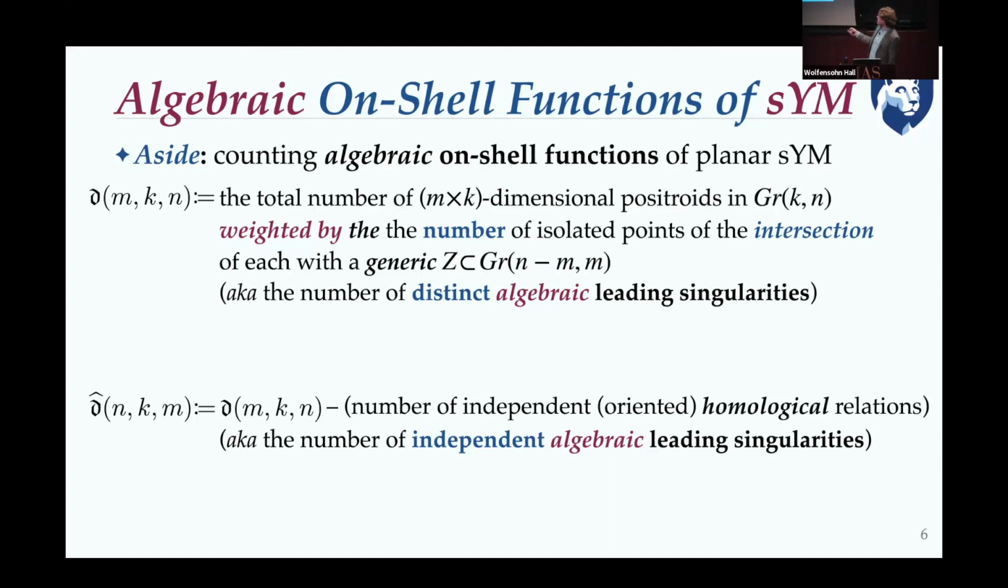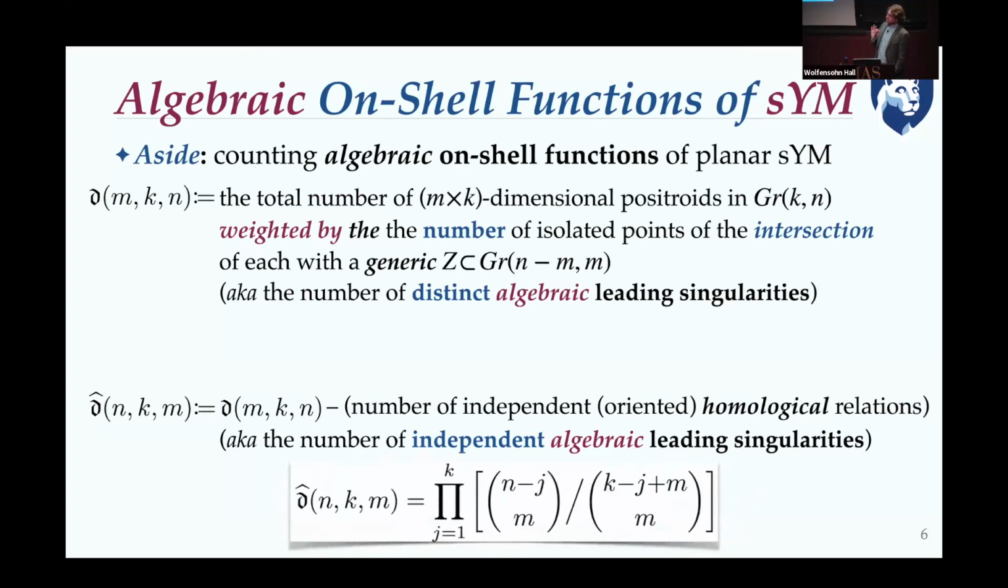Another number I don't know is how many independent relations there are among those functions, algebraic relations that are coming from a homology of a higher dimensional cell. But the difference between the total number of functions and their relations is something like the homology, and it's the number of independent algebraic leading singularities. And this, a conjecture from a lot of data, is given by this very simple formula, which happens to be ABC for A, B, and C. In particular, this is counting the number of tiles in the 8-dimensional amplituhedron.